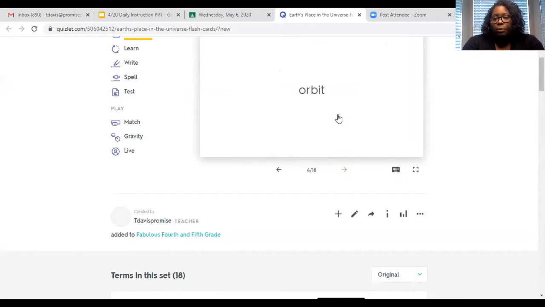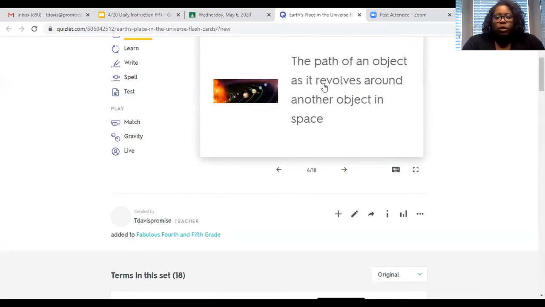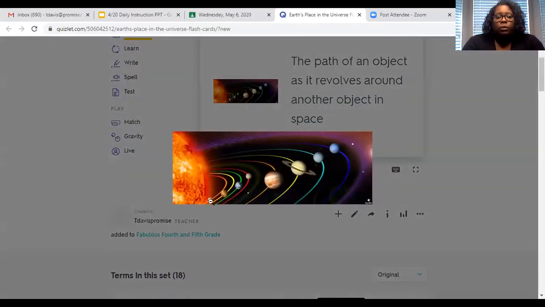Next word is orbit. Orbit is the path of an object as it revolves around another object in space. In our case, we revolve around the sun, and this is the third planet from the sun, us. And these are the inner planets. These are the outer planets. These are also called the gas giants. And this is an asteroid belt. This is our other asteroid belt.